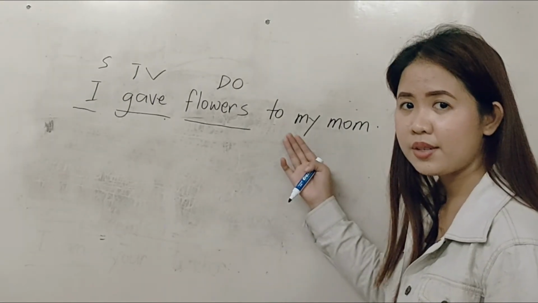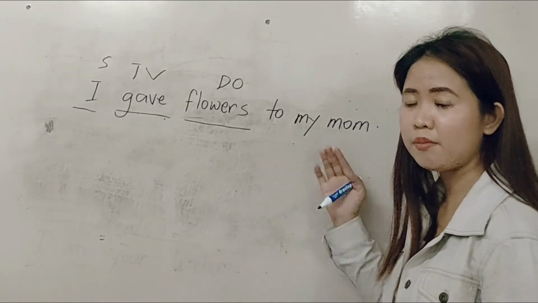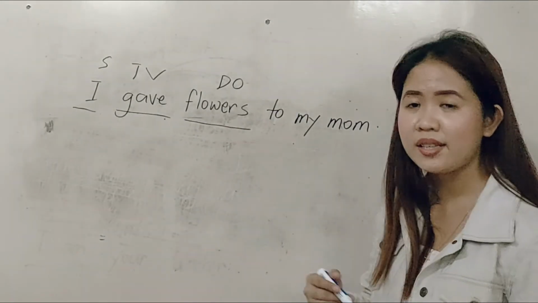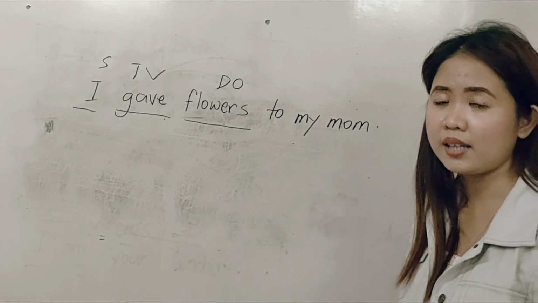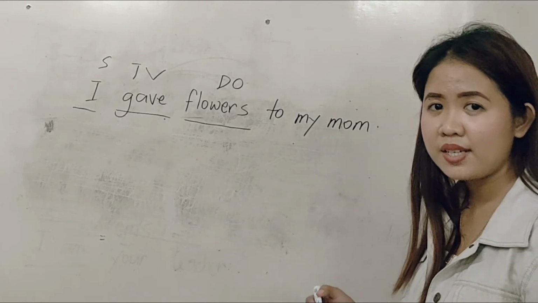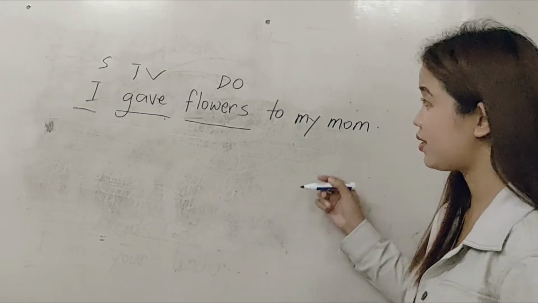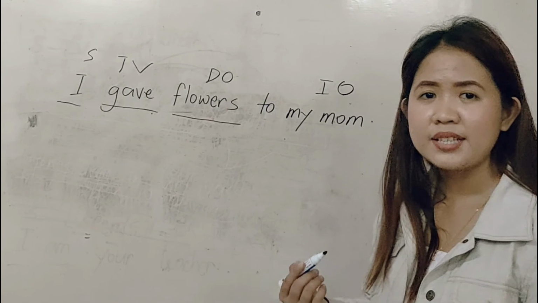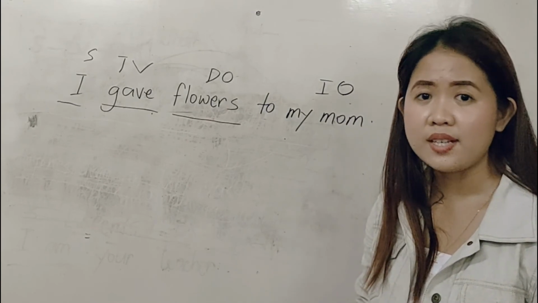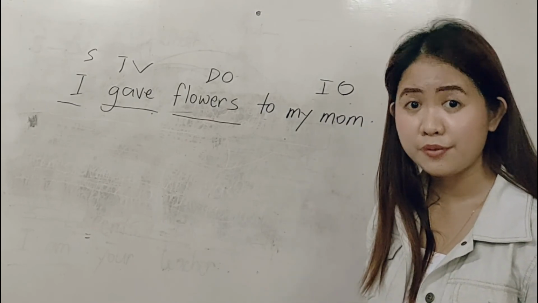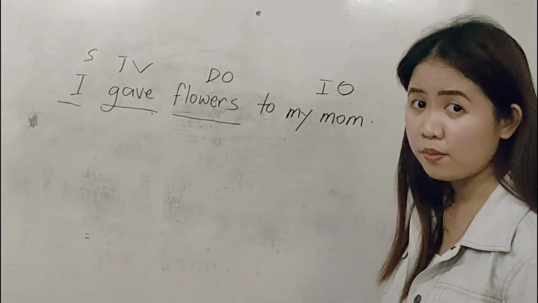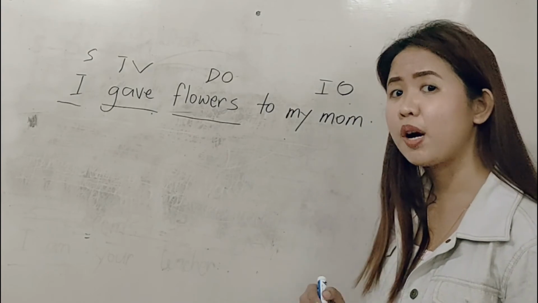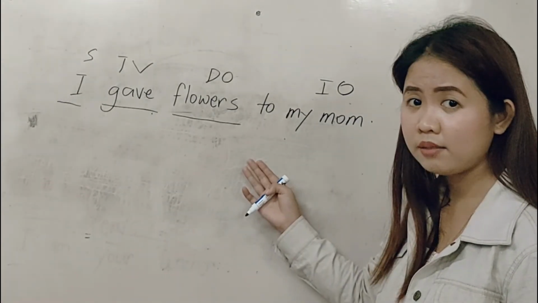Now, look at these words. To my mom. I gave flowers to whom? Kanino ko ibinigay ang mga bulaklak? The answer is to my mom. And this is considered as an indirect object. But as you notice, our pattern is subject, transitive verb, indirect object, and direct object. Do you think it is possible for us to have this pattern?